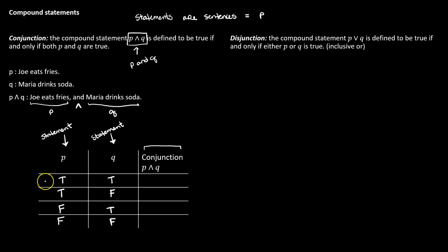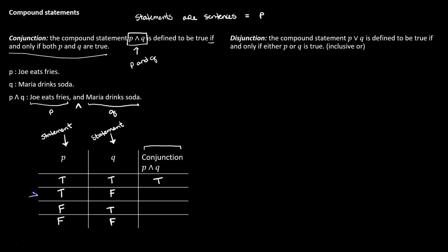Anyways, now that we have our 4 different scenarios drawn out, we need to determine when the conjunction is true and when it is false. So the definition says that P and Q is defined to be true if and only if P and Q are both true. So in our first row, I have P true, Q true, the conjunction is also true because both statements were true by themselves.